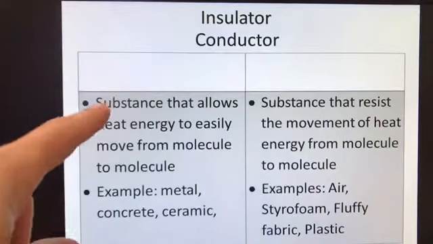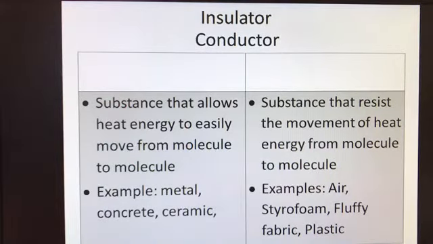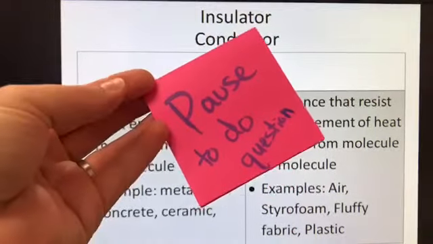Okay, so a substance that allows heat energy to easily move from molecule to molecule. Examples include metal, concrete, and ceramic. Or substances that resist the movement of heat energy from molecule to molecule. Examples include air, styrofoam, fluffy fabric, and plastics. Which one's which? So go ahead and pause and answer that.